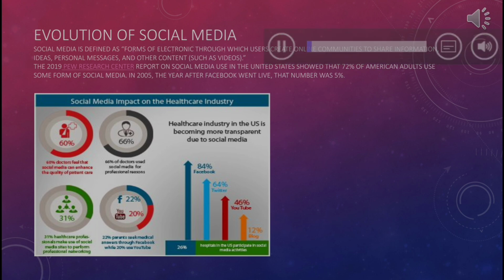Evolution of social media. Social media is defined as forms of electronic communication through which users create online communities to share information, ideas, and personal messages, and other content, such as videos. The 2019 PEW Research Center report on social media used in the United States showed that 72% of the American adults use some form of social media. In 2005, the year after Facebook went alive, that number was only 5%.